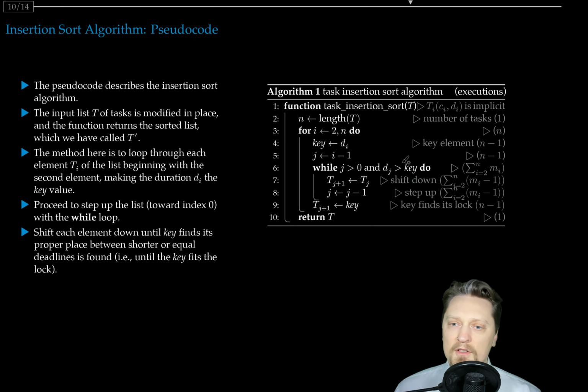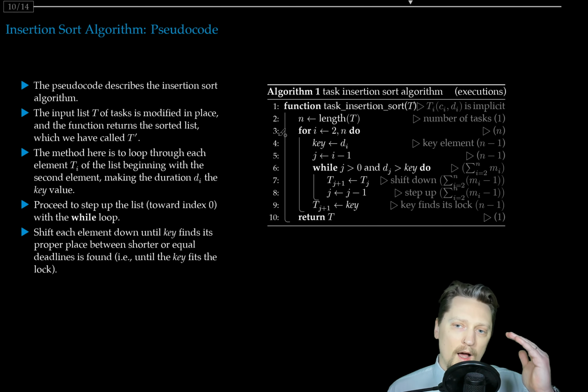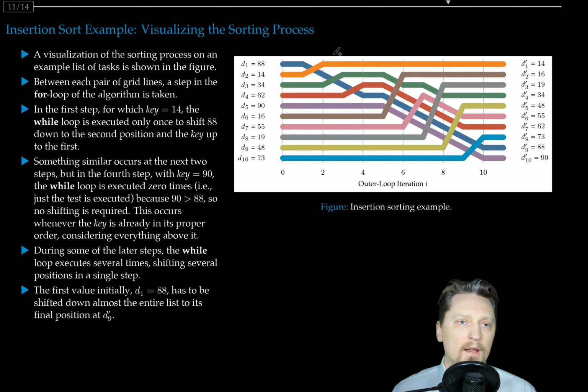Finally, this condition is no longer true, in which case we assign our keyed task to the new index for j and return t. We do that for loop all the way through, essentially shifting up our tasks to be in order. Let's take a look at an example visualizing the sorting process. A visualization of the sorting process on an example list of tasks is shown in the figure.